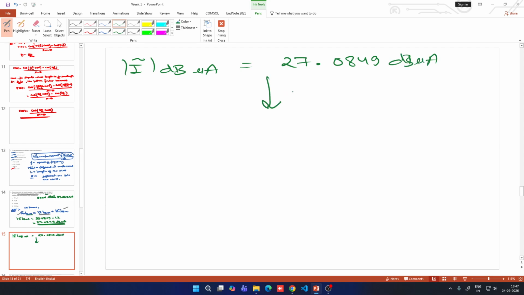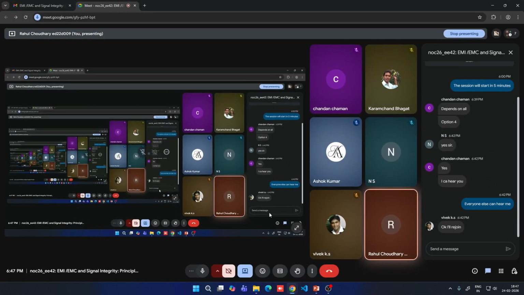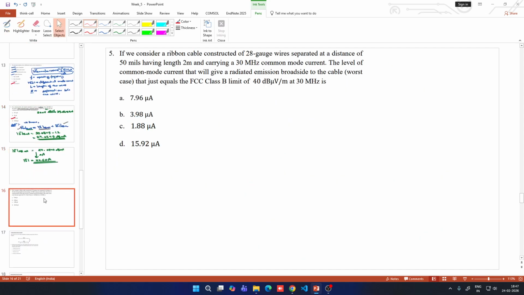Now if we convert it into microampere, we will get the magnitude of this common mode current as 22.6 microamperes. Now if we match it with the given options, the correct option here will be 22.6. Okay, so the correct option is option number C. I hope question number 4 is clear. If it is clear, then we will move on to question number 5.